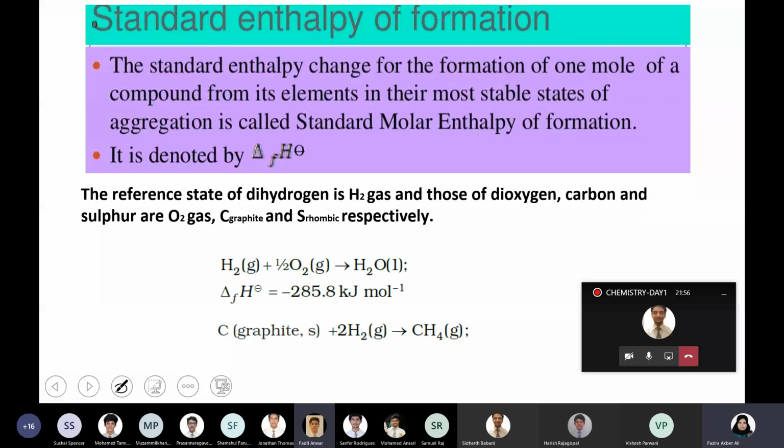Ma'am, why is it kJ per mole? Kilojoule per mole, energy. Because you're dealing with 1 mole, and kilojoule is the unit of energy, right? Yes, sir. So usually energy is kilojoule and per mole because you're preparing 1 mole. Okay.